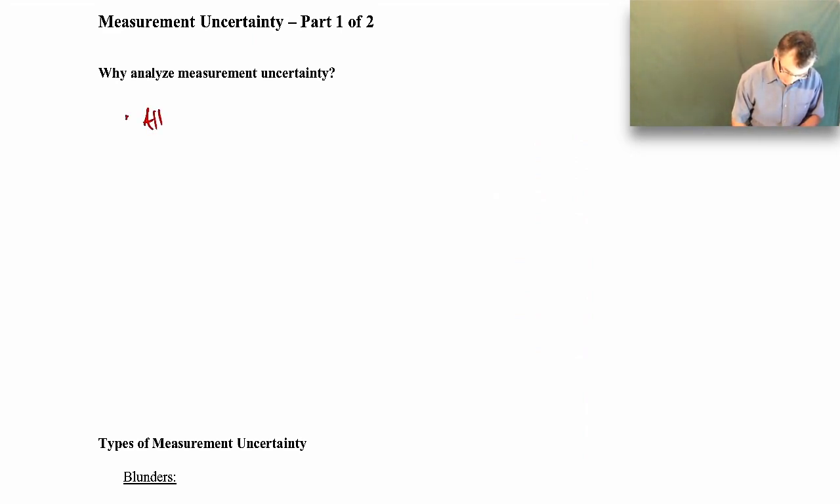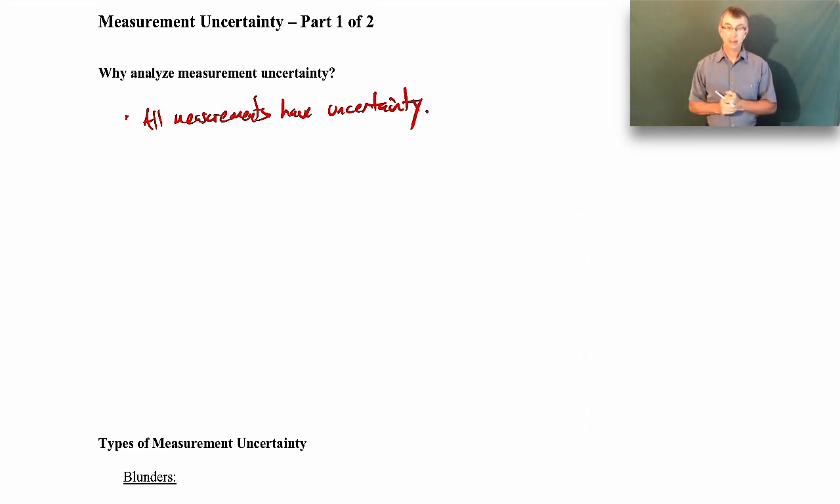All measurements have uncertainty. And we need to report that uncertainty so people know how confident we are actually in the measurement.